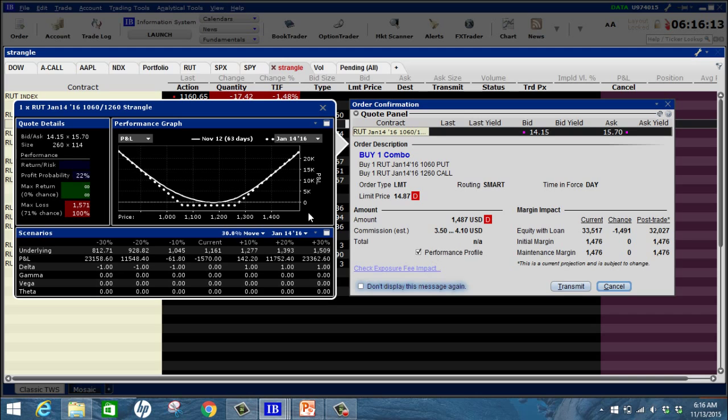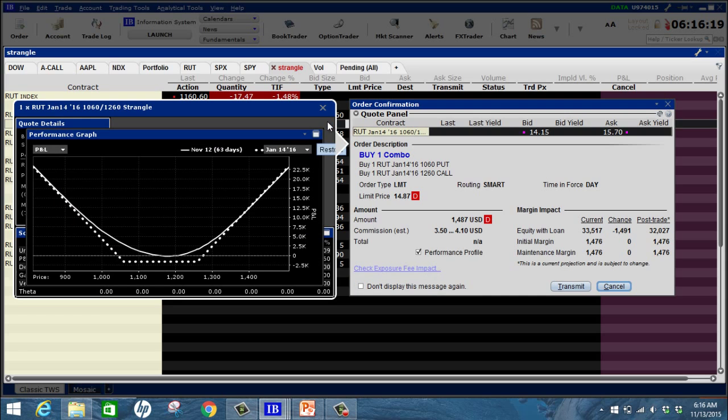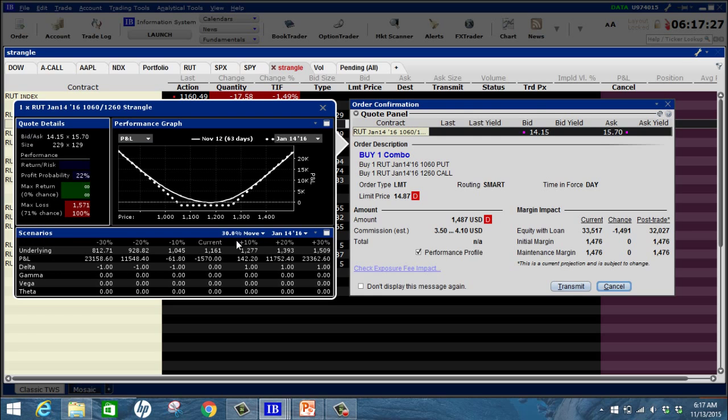We've got a little performance profile that pops up on the left as well. Don't know if we can make that bigger or not. I guess we can do that. So that shows us roughly how the trade looks. Our break-evens here at around 1043 and 1275.